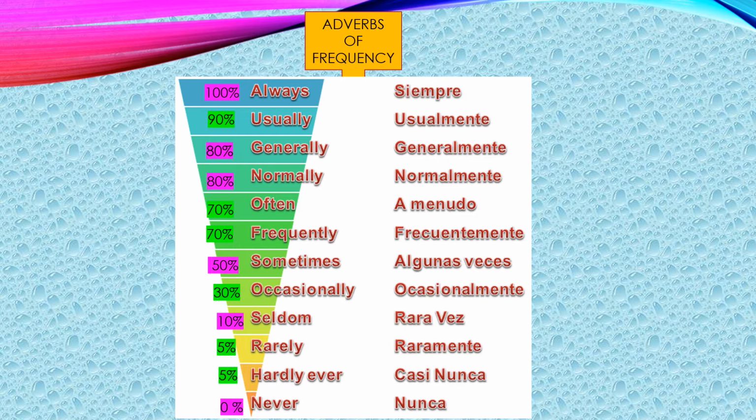The first one is never. When you are talking about something and you use never, it's because you are talking about 0%. And when you use hardly ever, it's because you are talking about 5%.